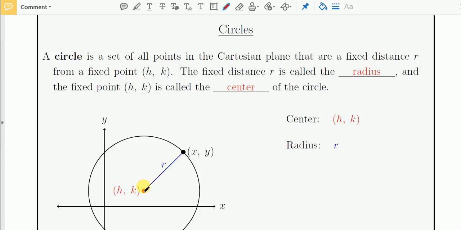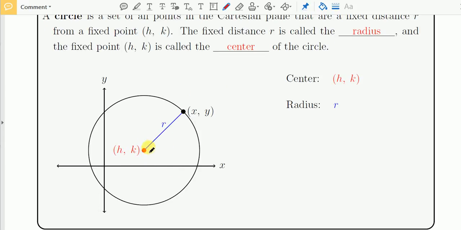So from the midpoint of the circle, or the center of the circle, to any point on the circle, from this point to here is called r, or the radius. Now the whole distance from this point to the other point on the other side is called the diameter. We usually use the letters h and k to represent the center of the circle. So (h, k) is the center of the circle with a radius r.